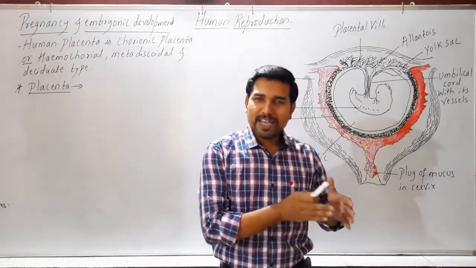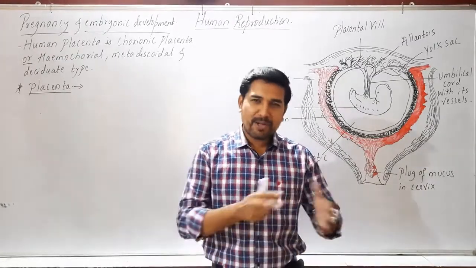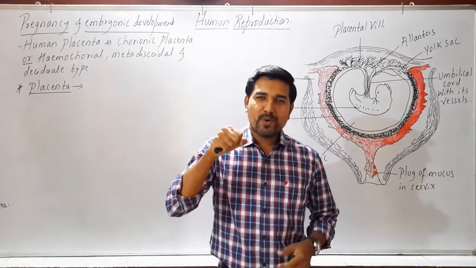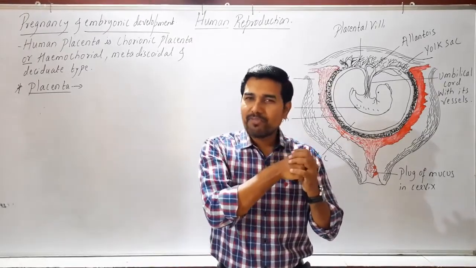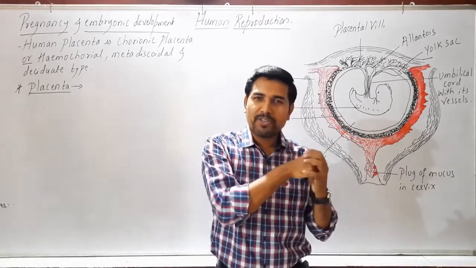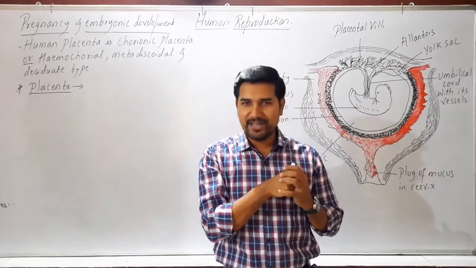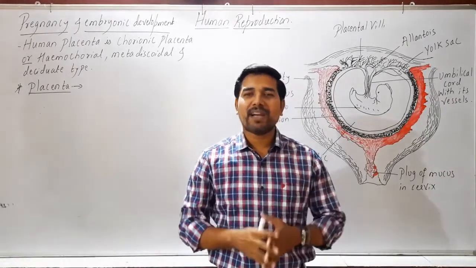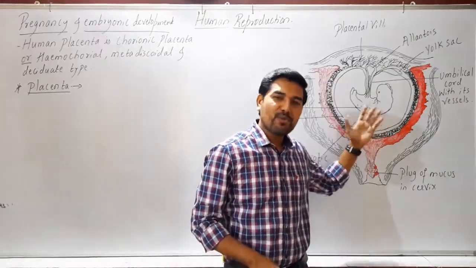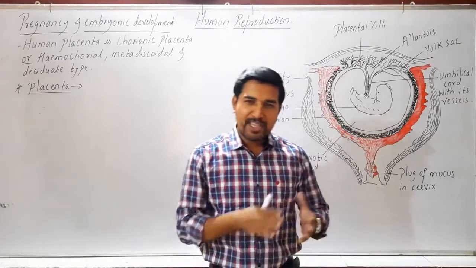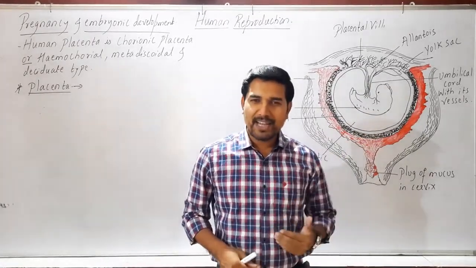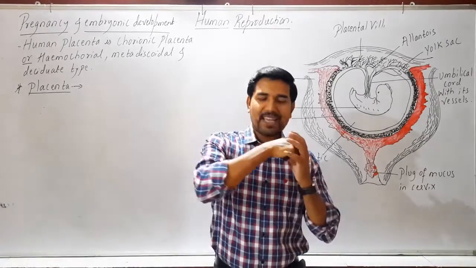In the previous part, as we came across implantation, we came across the definition of implantation also. That is, the attachment of the embryo in the wall of the uterus is termed as implantation. Where exactly does implantation occur? Implantation occurs in the womb of the mother, in the uterus of the mother. In the uterus, the inner wall is termed as endometrium. In the endometrium, the embryo gets implanted.